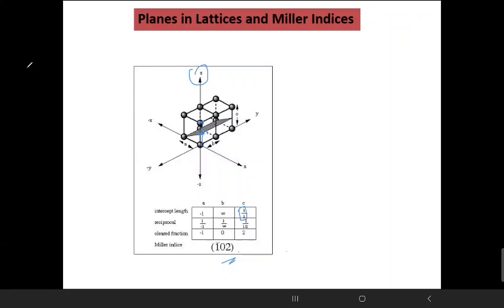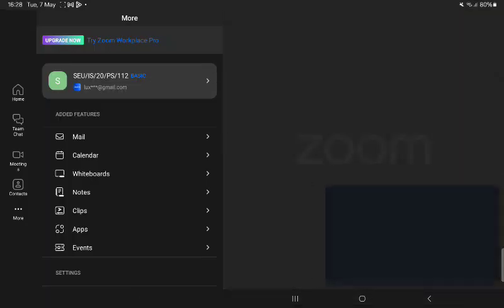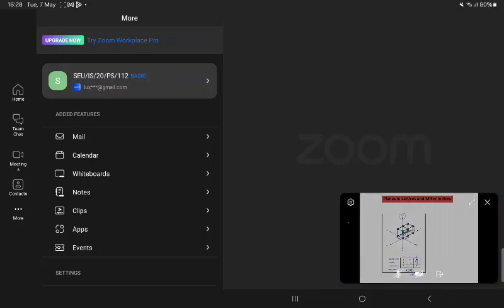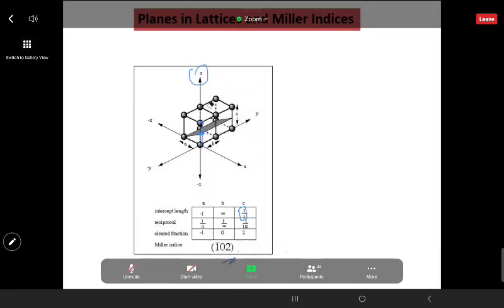Okay. So anyone else? Do you have any doubt? You can ask because I'm moving to the next part now. Since you don't have any doubts, I will move to the next part, drawing the crystal planes.